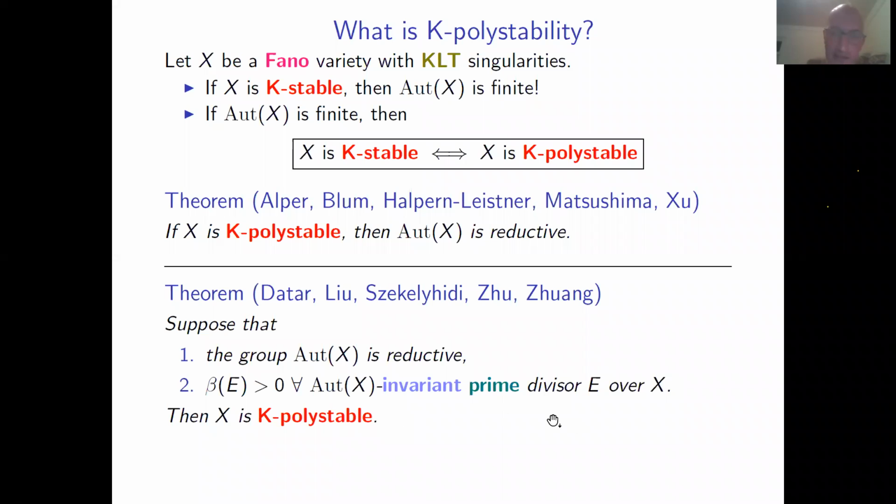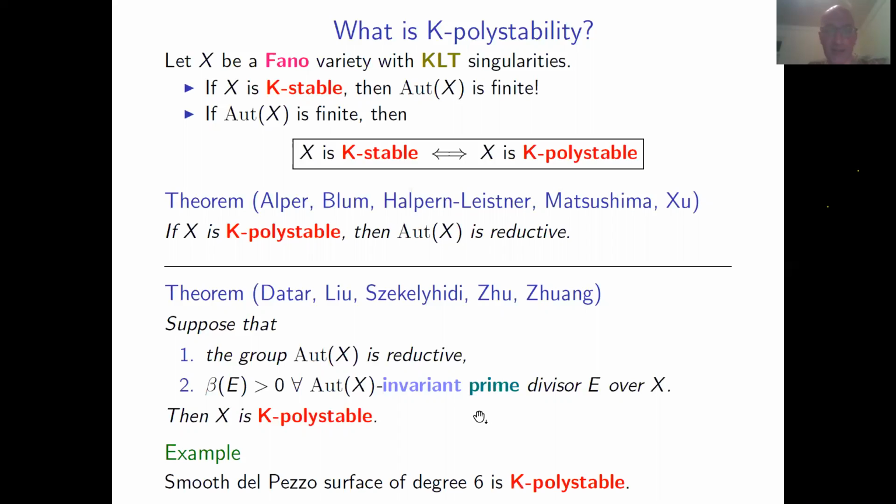Here I deliberately put different colors. A very important word is prime. Because, for example, if you have some group acting on a variety, there are a lot of divisors which are G-invariant. But quite often there are very few prime divisors which are G-invariant. This word prime has to do with connectedness, like the Kollár-Shokurov connectedness principle. So this is actually quite powerful.